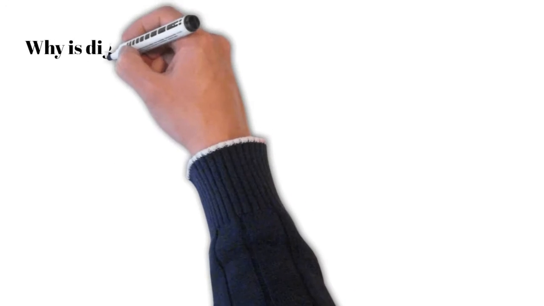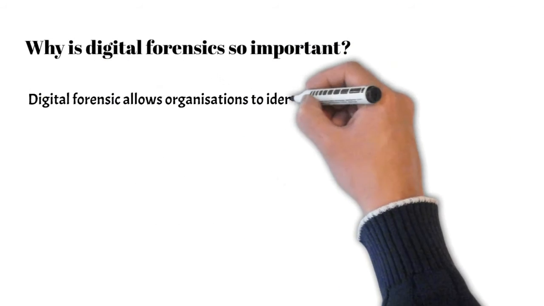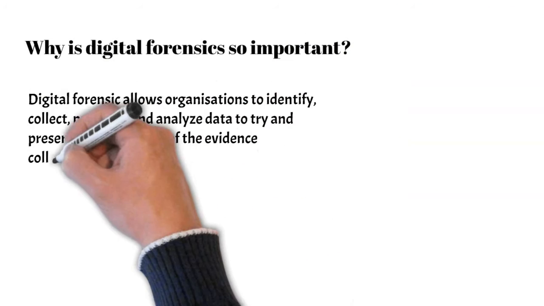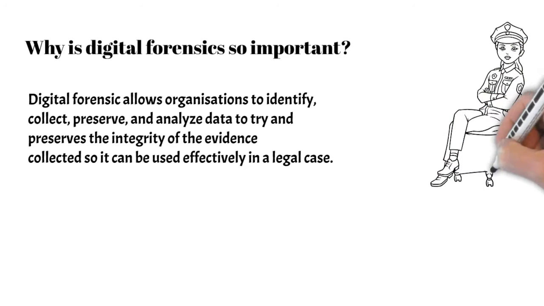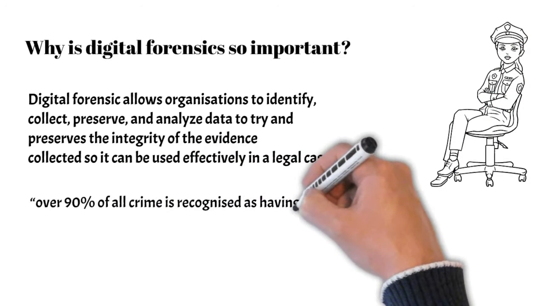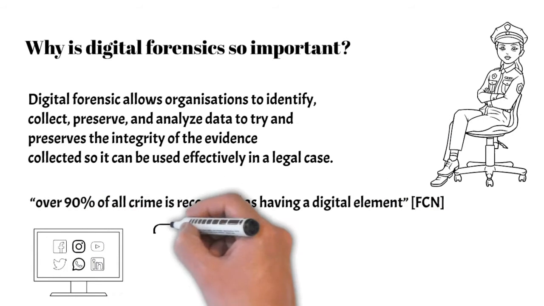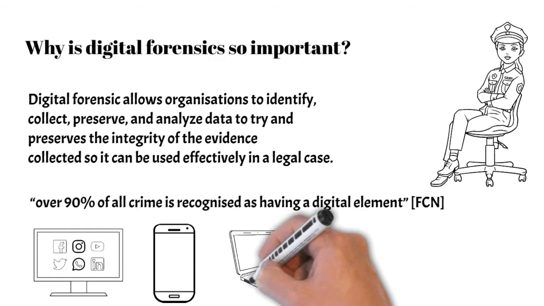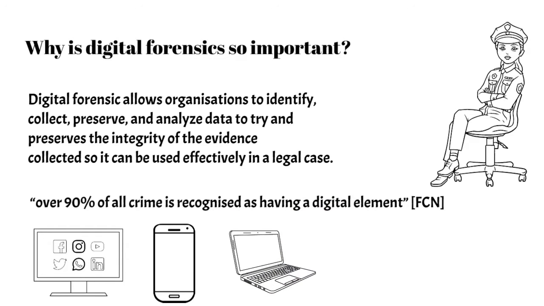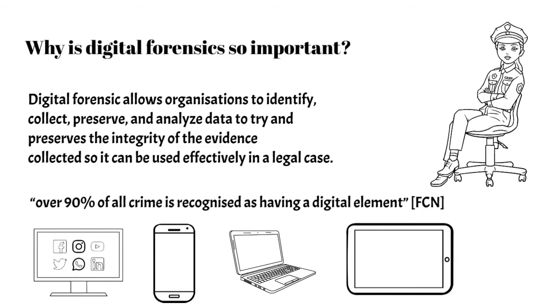Now that we've got a brief understanding of what digital forensics is, you may wonder why digital forensics is so important. Digital forensics allows organizations to identify, collect, preserve, and analyze data to try and protect the integrity of the evidence collected so it could be used effectively in a legal case. For example, when a governing body collects data, it needs to be carried out following a process. One way to ensure the integrity of data is to use hashing. This is a one-way function and cannot be converted back to the original text. The hash value can confirm if data has been tampered with or changed.